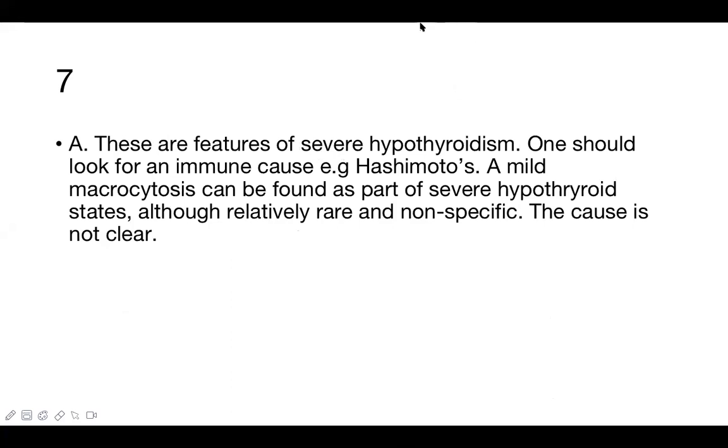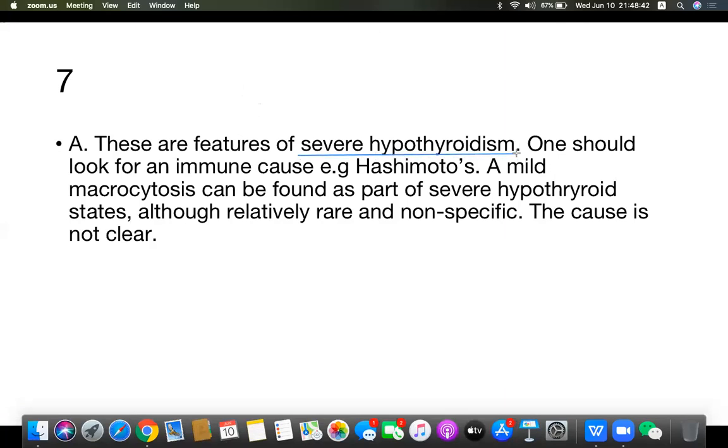See here, these are features of severe hypothyroidism. Let me underline and explain to you. With features of severe hypothyroidism, one should look for an immune cause like Hashimoto's thyroiditis. A mild macrocytosis can be found as part of the severe hypothyroid state. So macrocytic anemia can be seen, and the cause is not that very clear. Now, to confirm whether this is Hashimoto's thyroiditis or not, one special autoantibody test has to be done.